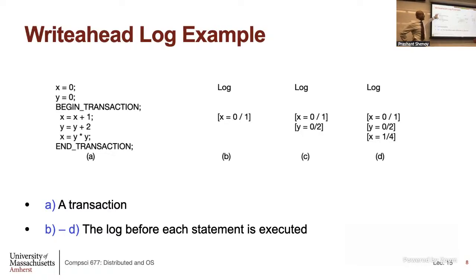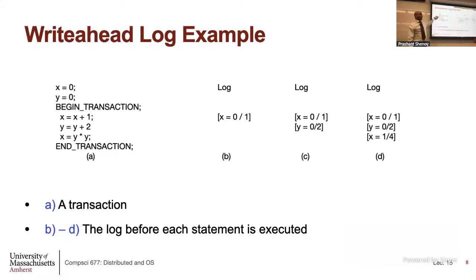Okay? This is our transaction that's going to operate on X and Y. We just say X is X plus 1, Y is Y plus 2, X is Y times Y. Okay? And then there's a begin and an end. So all of those three things have to work, or none of them have to work. That's the rule. So here is basically, as this transaction executes, this is what's getting written to the log.